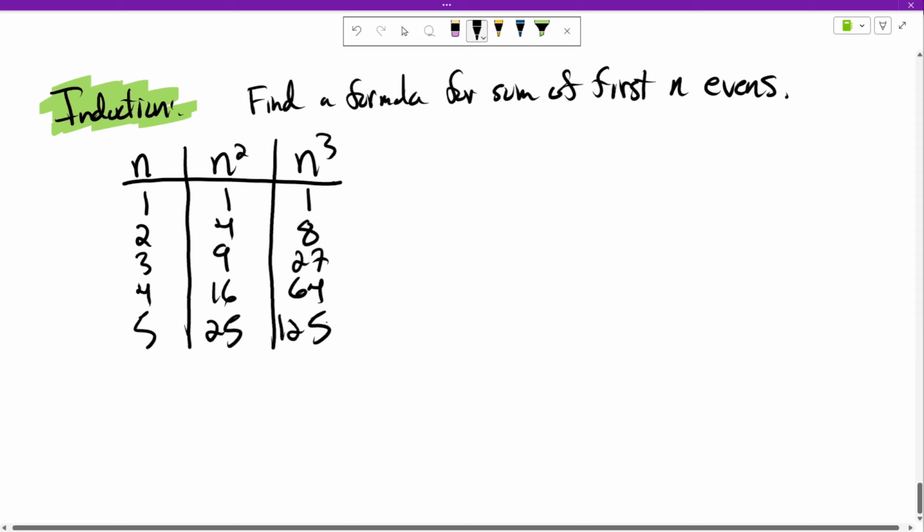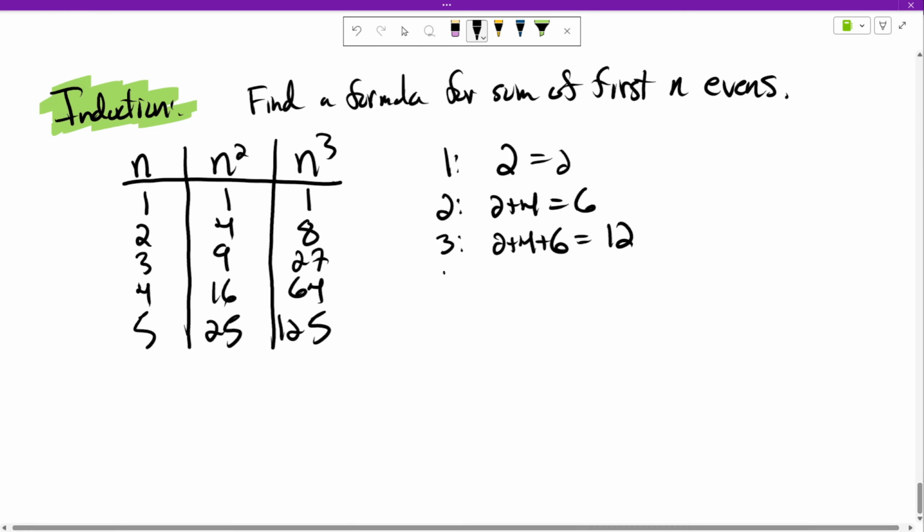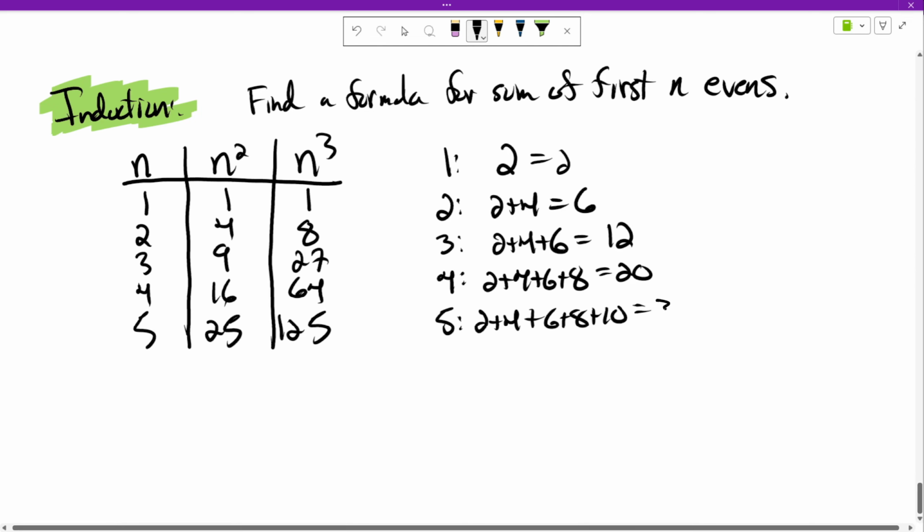Okay, so great. Now let's look at the sum of the first n evens. The sum of the first 1 even, so this is just 2, we get 2. The first 2 evens is 2 plus 4 is 6. The first 3 evens is 2 plus 4 plus 6 is 12. The first 4 evens is 2 plus 4 plus 6 plus 8. I just have to add 8 to that. It's 20. And let's go all the way to 5. So 2 plus 4 plus 6 plus 8 plus 10 is 30.